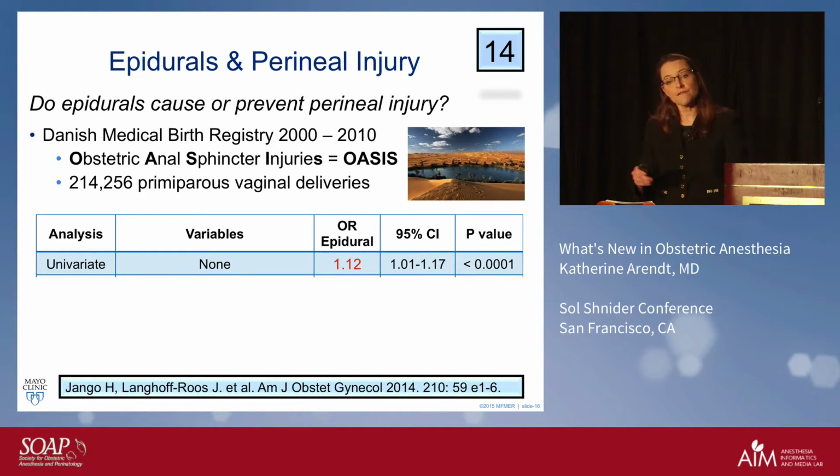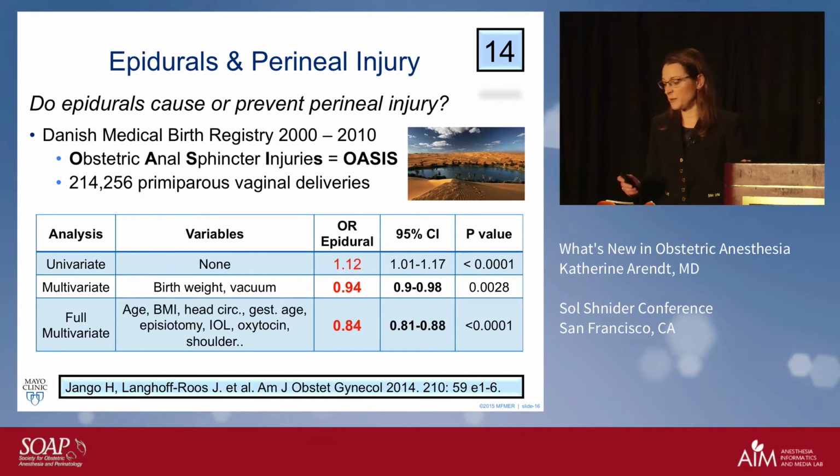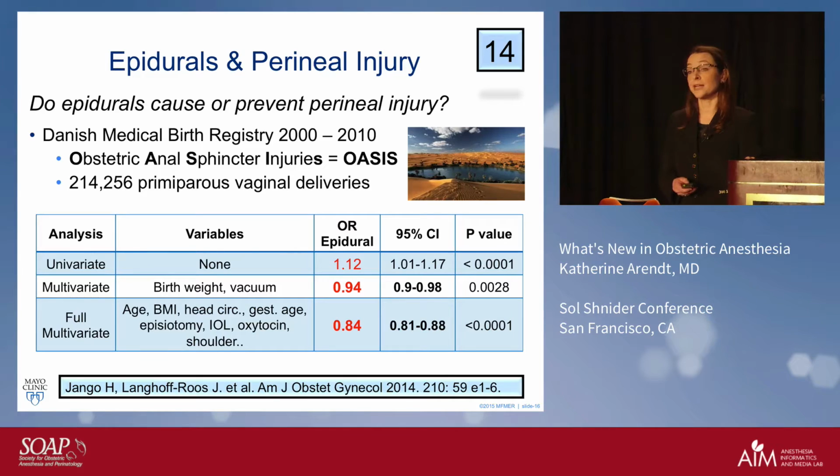And on univariate analysis, again, it looked like there was an association with an odds ratio greater than 1 and a confidence interval that did not cross 1 of epidurals and OASIS. On multivariate analysis, just by adding birth weight and vacuum in, suddenly the odds ratio was less than 1, implying protection. And on full multivariate analysis, adding age and BMI, fetal head circumference, the gestational age of the baby, the use of episiotomy, induction of labor, oxytocin use, shoulder dystocia, suddenly it became much more protective with an odds ratio of 0.84. And look at that confidence interval, all the way up as high as 0.88, which is significant.